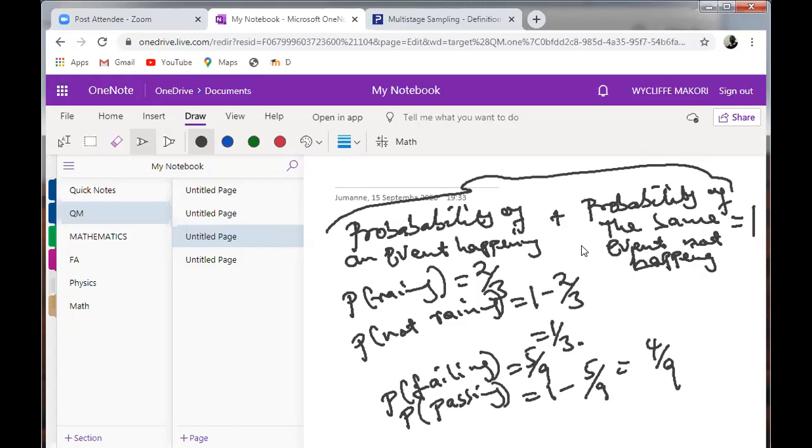Determine the probability of a student: A, carrying an umbrella and it rains. B, not carrying an umbrella, but it rains. C, not carrying an umbrella and it does not rain.